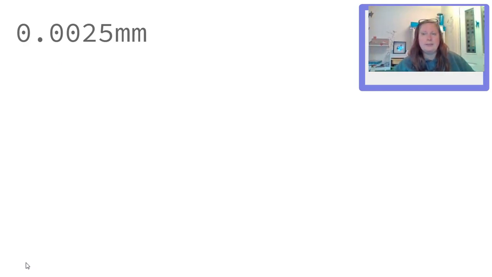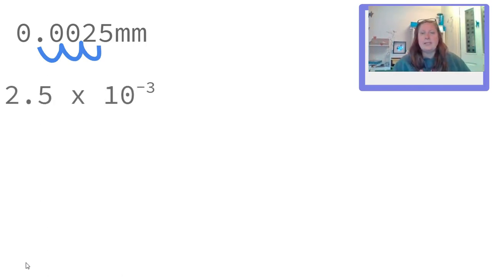Okay, so if we look at this example, I've had to bounce the decimal place to the right 1, 2, 3 times to get a number between 1 and 10 in front of my decimal place. So the answer would be 2.5 times 10 to the power 3.